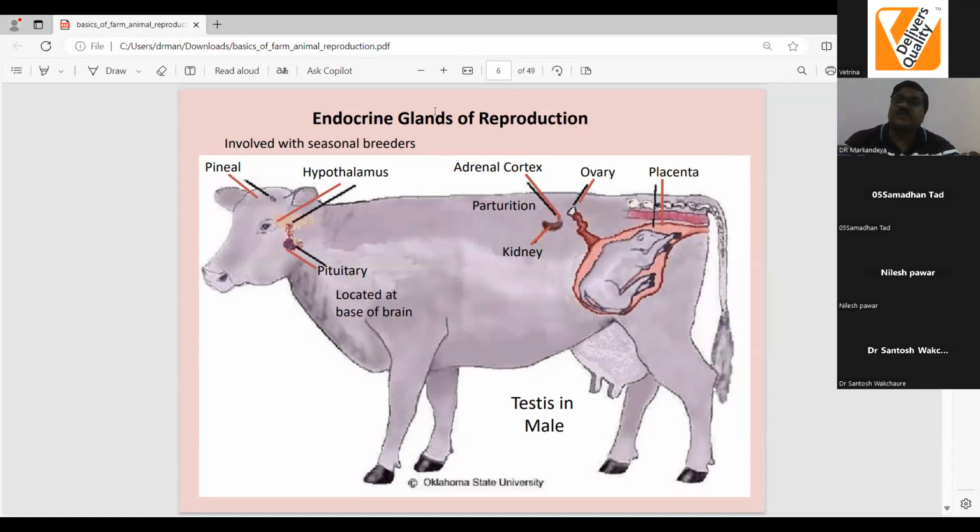Unless somatotropic hormone levels are declining, there is no initiation of estrous cyclicity. Please remember, the same thing is true in case of anestrous cases. How anestrous animals come into estrus is dependent upon the growth hormone. If this growth hormone should increase, and then it should stabilize, then only the animal will come into estrus.